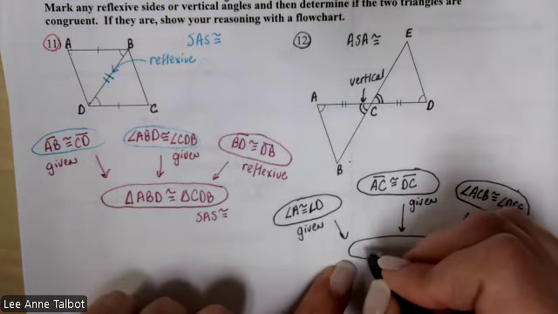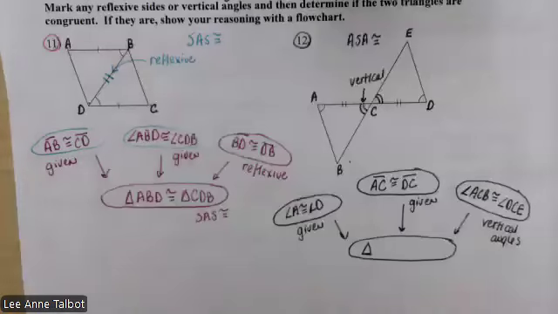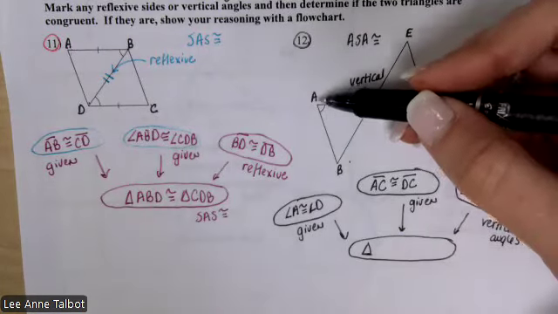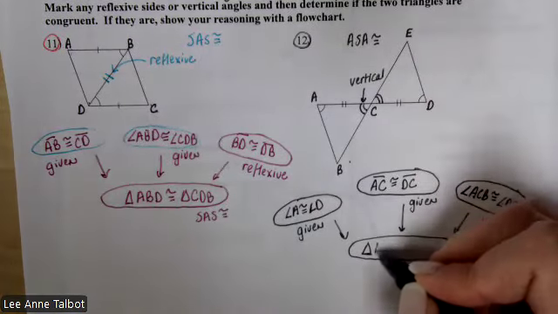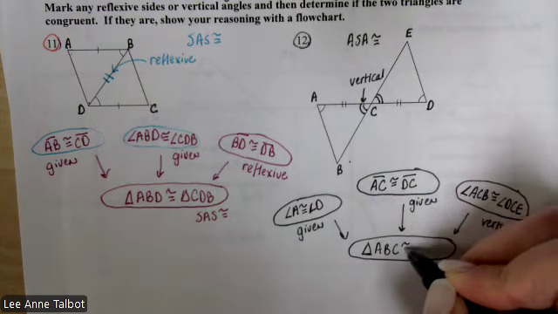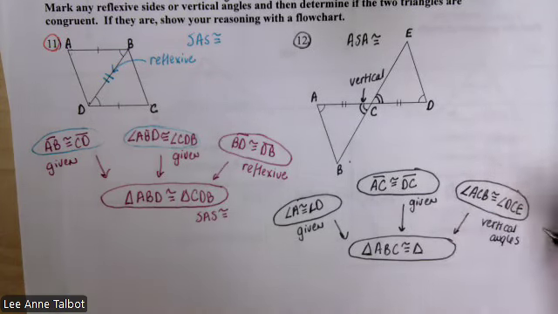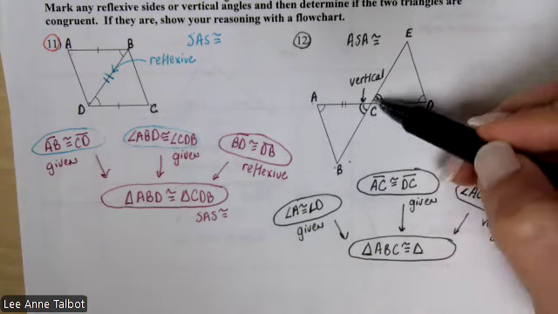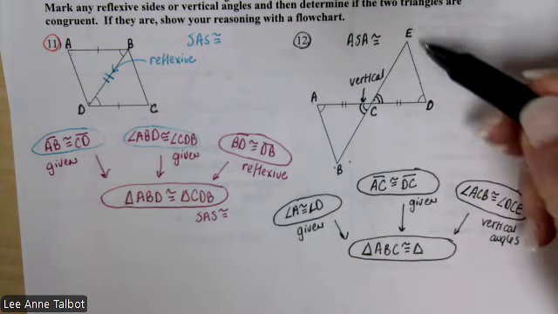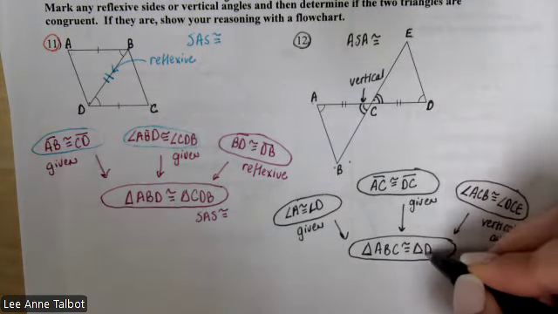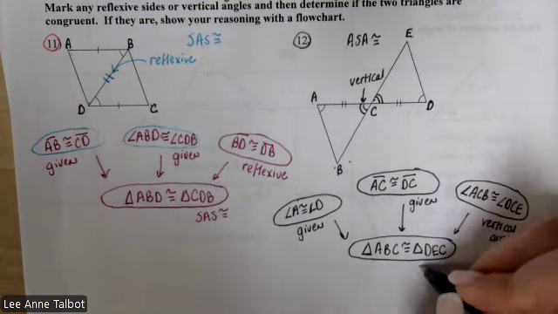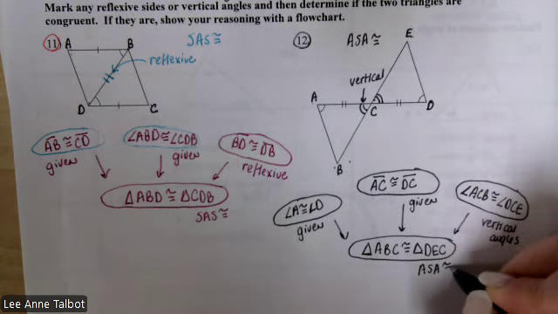Okay, and then triangle. So I'm going to do alphabetical order on the first one. So A, B, C. A to B to C. So that would be D, E, C. Angle, side, angle.